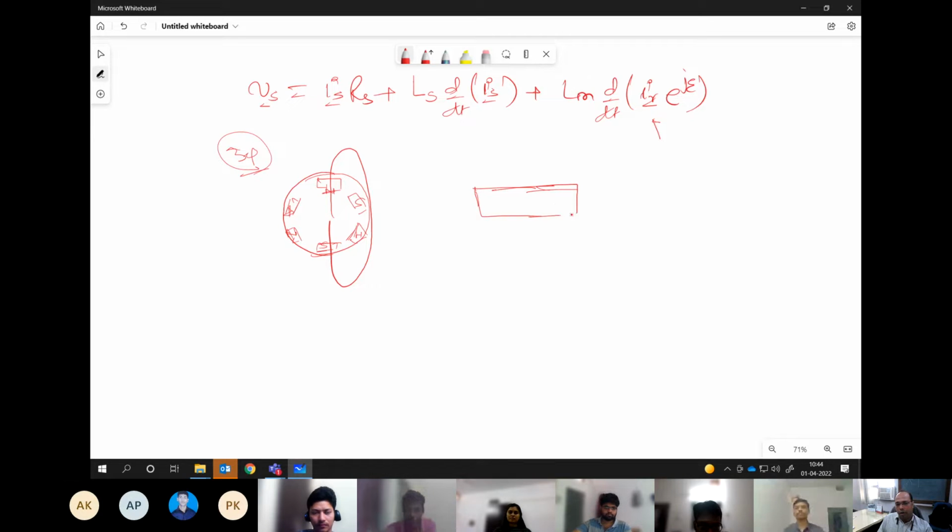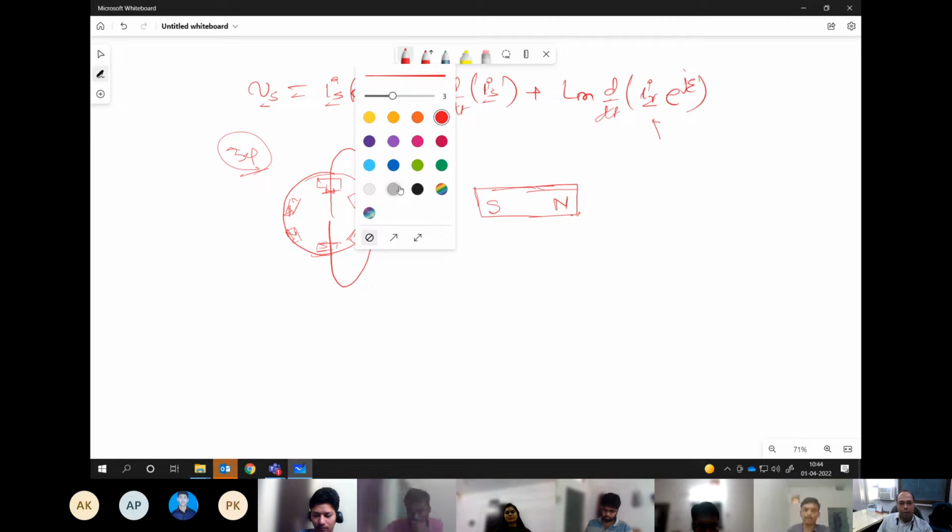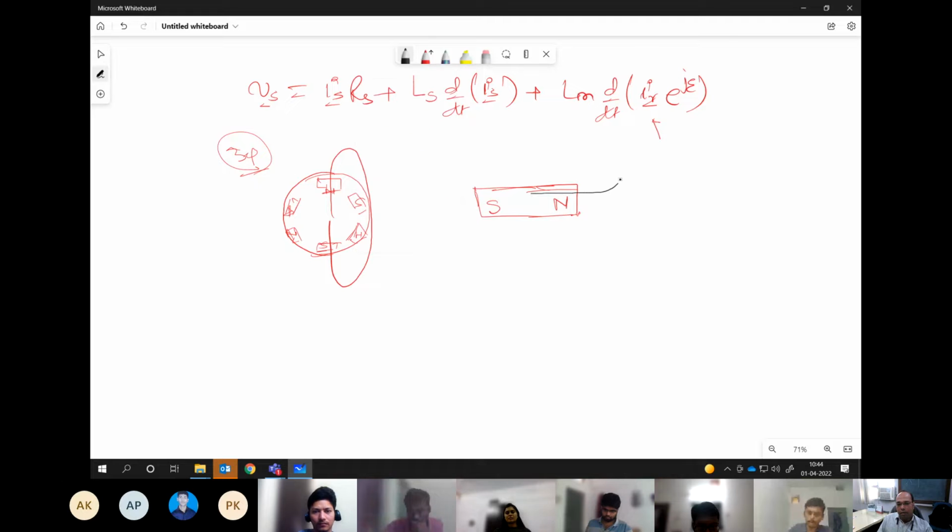Now the question comes, how to model a magnet? This is a physical quantity. How do you model this in a circuit? How do you write an equation for this? So what a magnet is doing basically, it is providing us flux which is constant. It is giving us constant flux. It's continuously having these flux lines going in and out from the magnet.